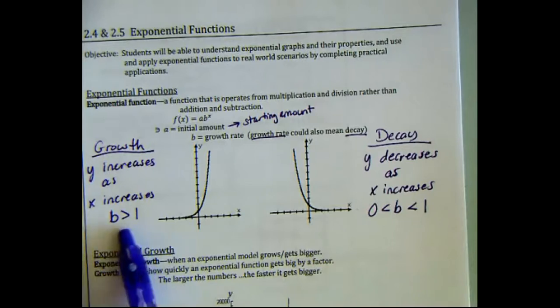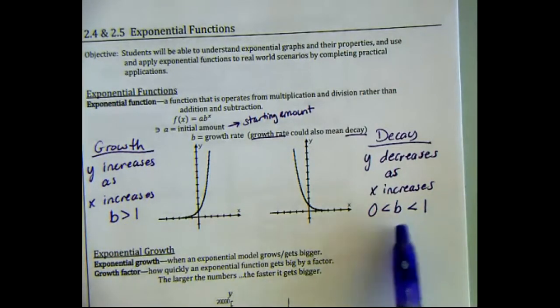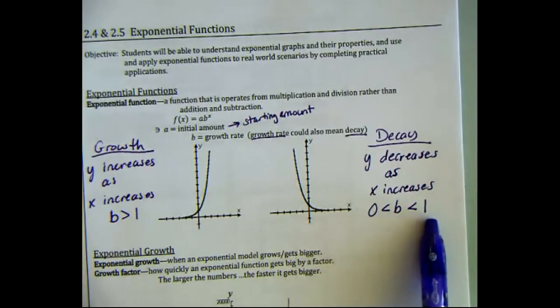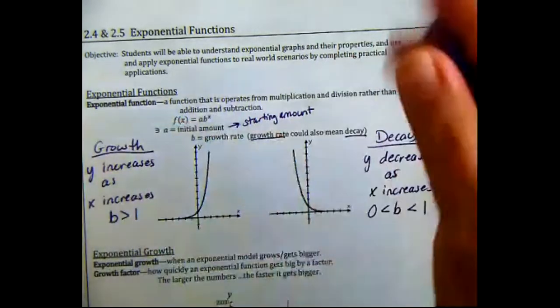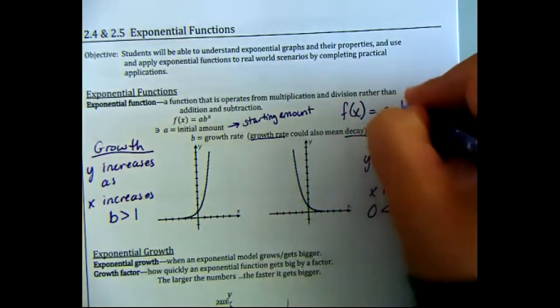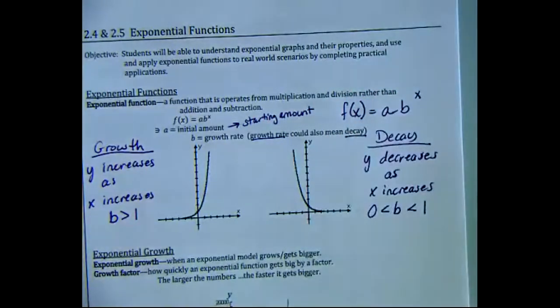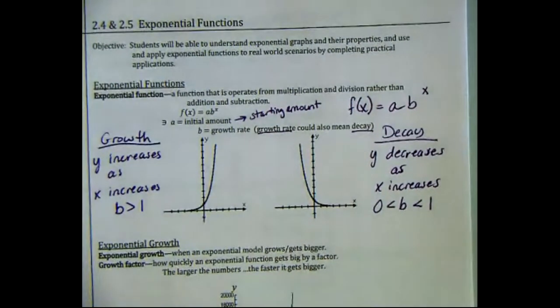But in the growth situation, it's greater than 1. In the decay situation, it's less than 1, but greater than 0. Notice there are no equal to's. Okay. So, and I'm going to write that a little bigger here. f of x is equal to a b to the x power. That's the function we're dealing with here.